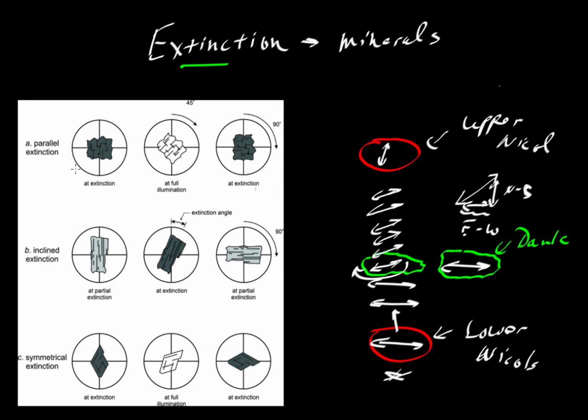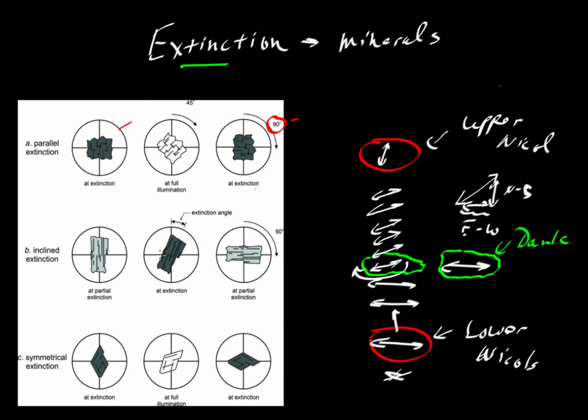And here's a diagram from the online textbook of Dexter Perkins, and he shows an example of extinction. At extinction, the mineral appears dark. We rotate it away from extinction, and the light passes through. Then if we rotate it 90 degrees away from this first extinction angle, we're back at extinction again. So the mineral will go extinct once for every 90 degree turn. There are multiple positions in which it will go extinct.